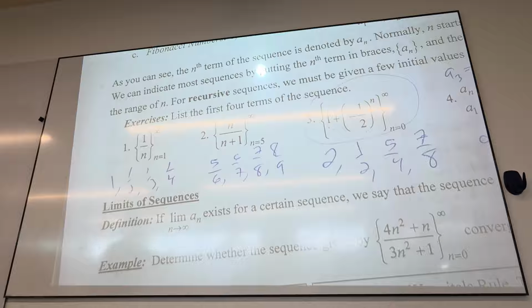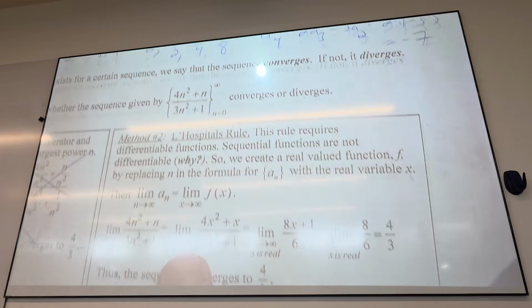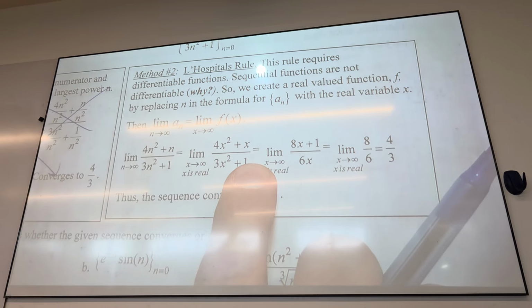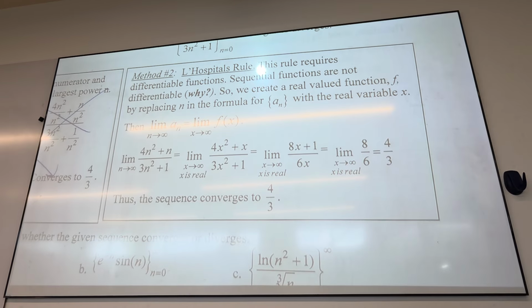But the beautiful thing is, I can model a sequence using real valued functions. So that's what we do. If I replace my n's with x's, these limits are the same. Just because I fill in between the dots doesn't change where the dots are going. Does everybody understand what I just said?